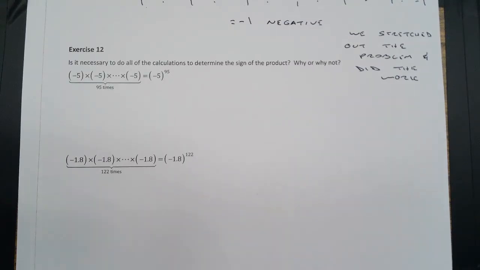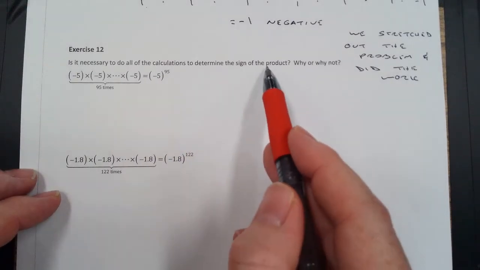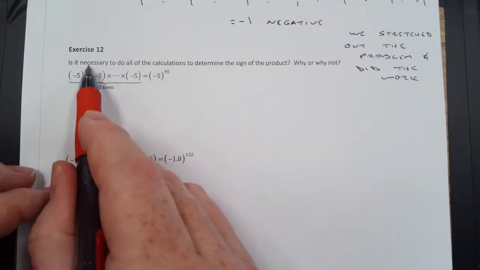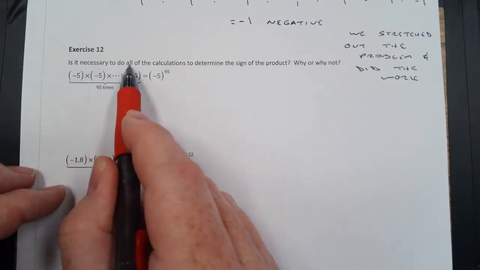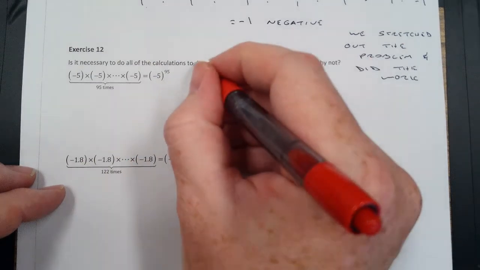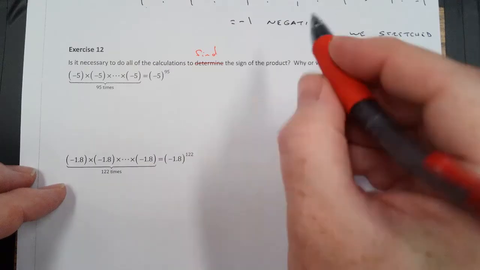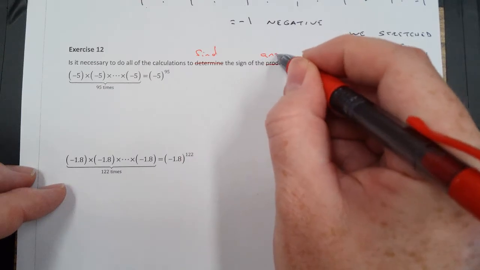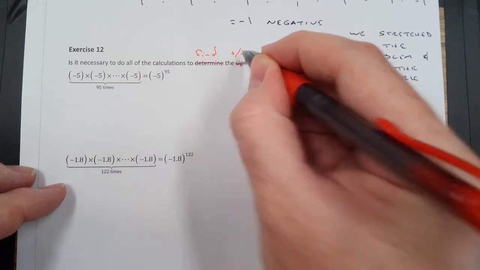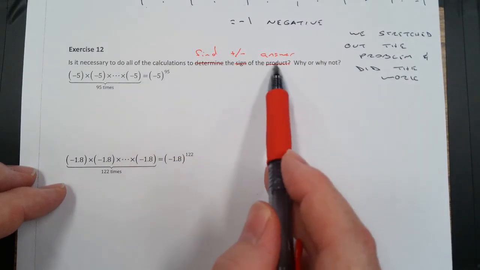The directions say, is it necessary to do all the calculations to determine the sign of the product? Why or why not? Now here's the thing. Is it necessary? Do you have to stretch this out to find the sign of the product? Product is the answer to a multiplication problem. The sign is positive or negative.